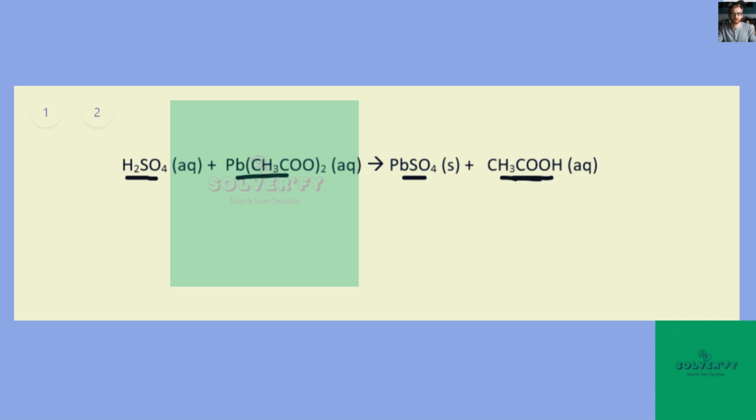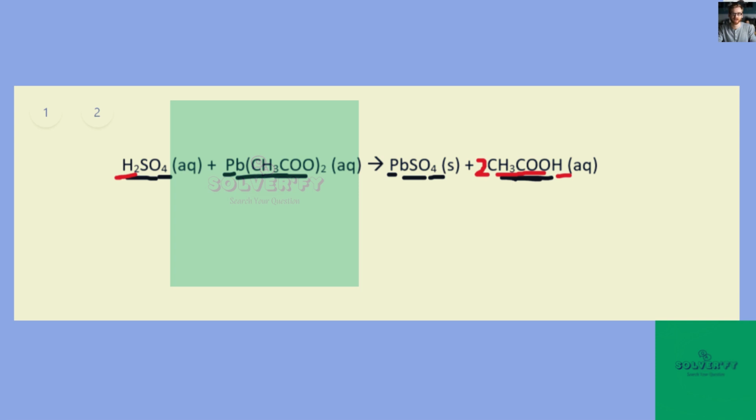So before solving the problem, we have to balance this equation. We will start with our metal here, which is lead. We have one lead on each side. Then we have one sulfate on each side. Then we have two acetate on the reactant side, but only one acetate on the product side. For that reason, we will put a 2 here. Now we have two acetate on both sides, and we have two hydrogen on both sides. That means this is our balanced reaction equation.